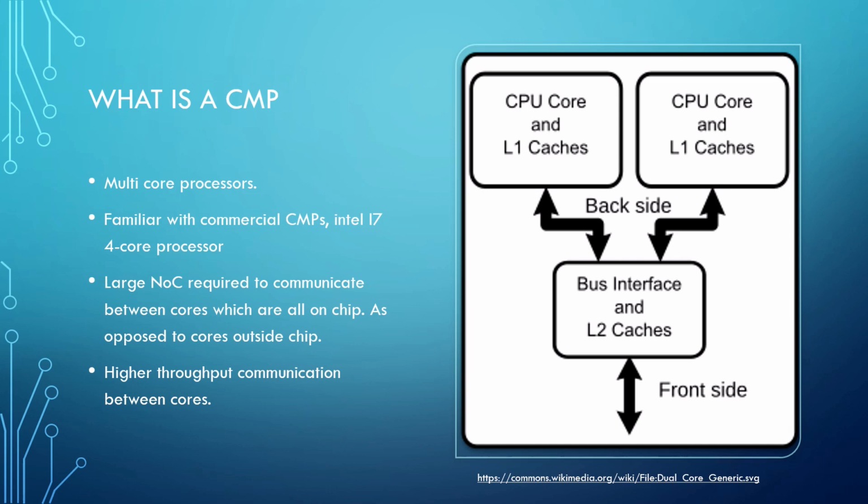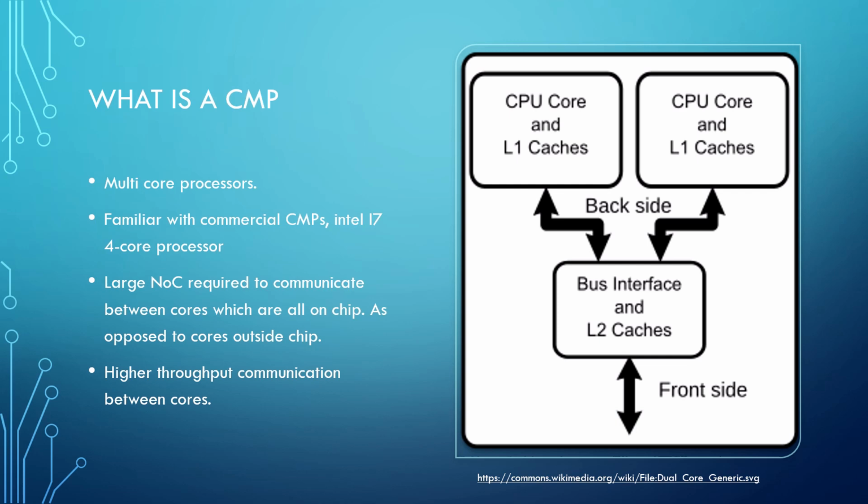So first off, what is a CMP? Really quickly, it's basically just a multi-core processor. You should be familiar with commercial CMPs, like for example a four-core processor, where you have a bunch of cores with L1 cache, and they're communicating with a shared L2 cache. Pretty standard stuff. And then the CPU cores require a large amount of communication, which obviously could be done point to point, but we know from this course that there's a better method.